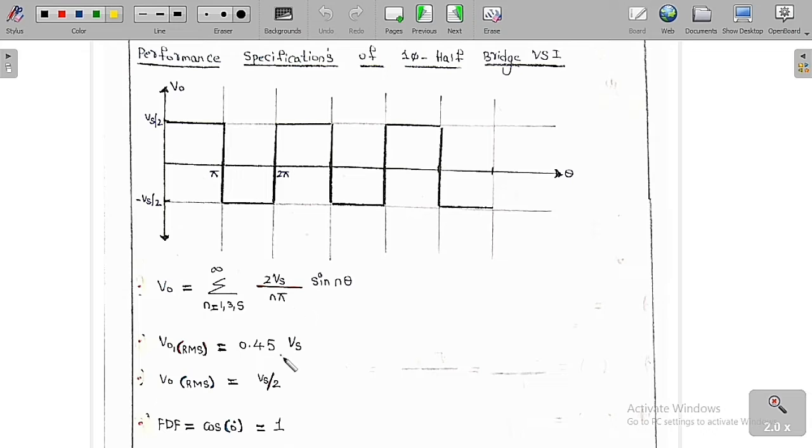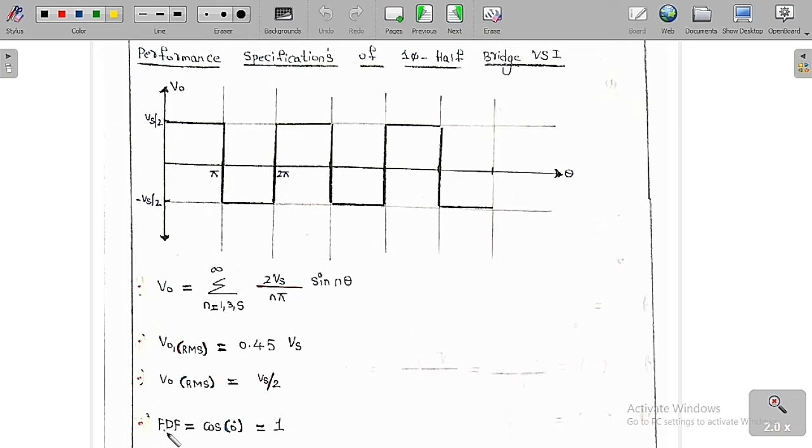If you want to find the RMS value of the fundamental component of the output voltage, take the peak value by root 2, which gives 2 Vs by pi by root 2. Simply, we get 0.45 Vs. So the RMS value of the fundamental component of the output voltage is 0.45 Vs. And the overall RMS value of the output voltage is equal to the peak value, which is Vs by 2.